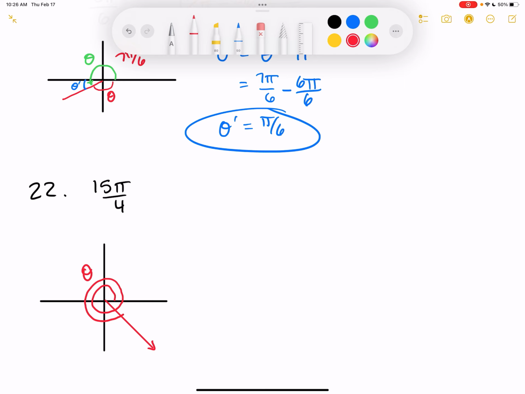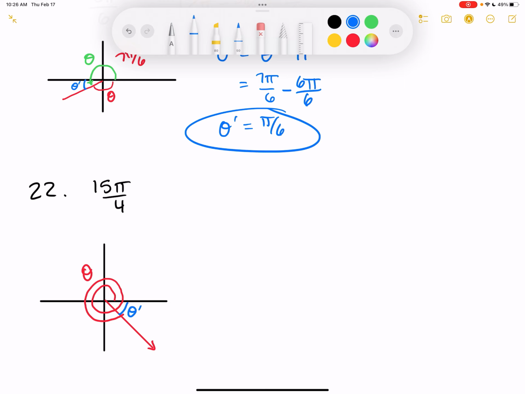Okay. Then my theta prime is what connects with the x-axis. I'm saying that over and over again because inevitably somebody is going to connect it to the y-axis. I thought I did for a second, but I didn't.